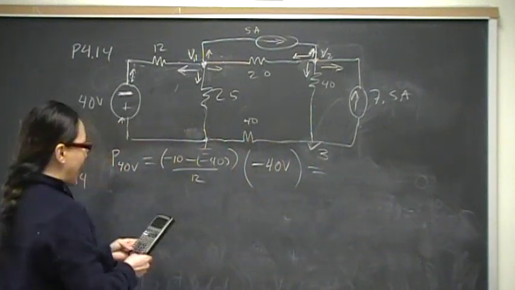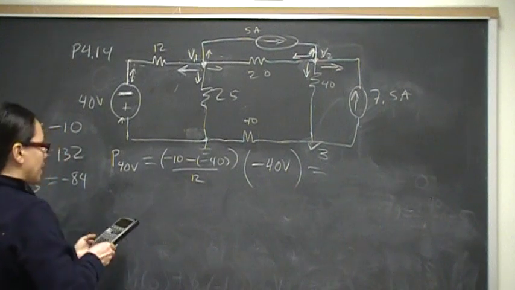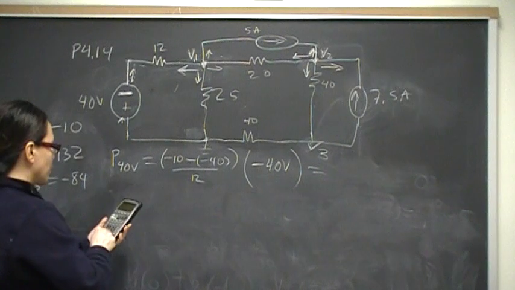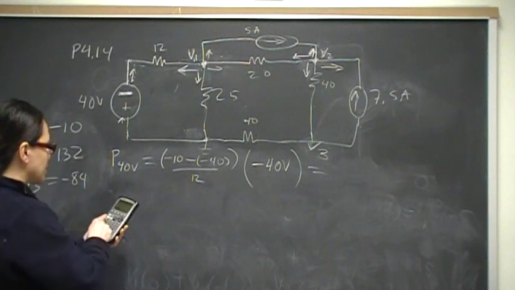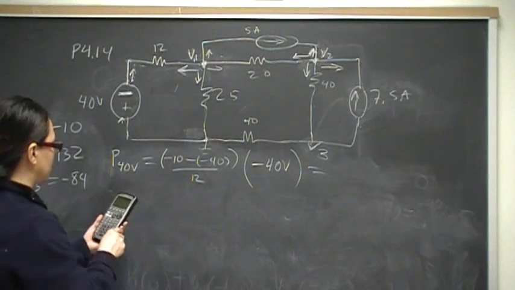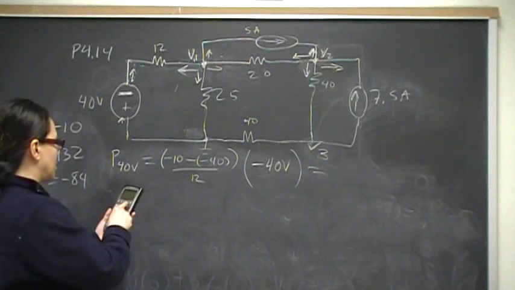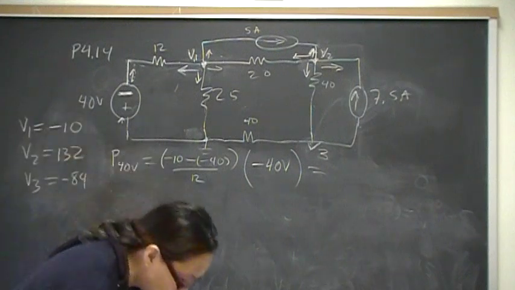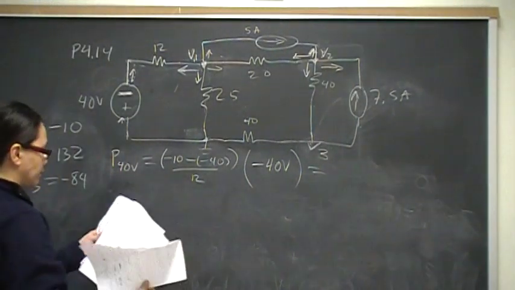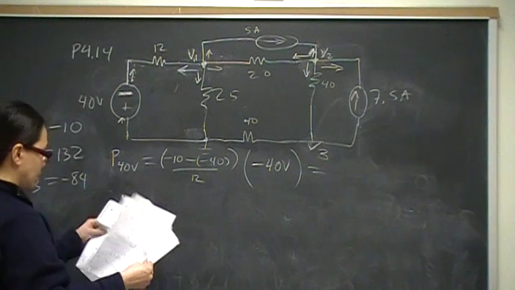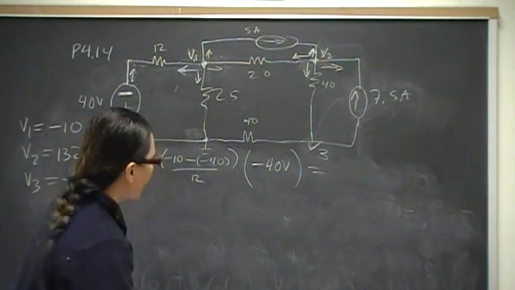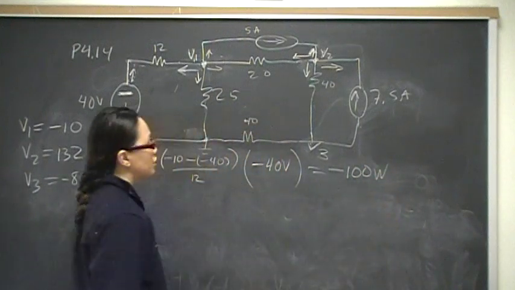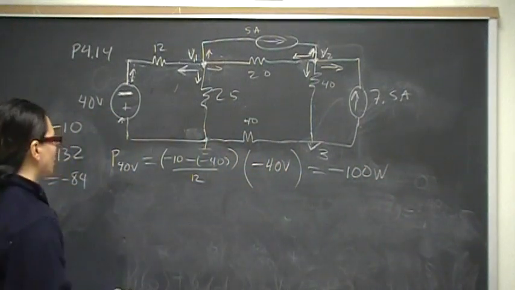So therefore, power developed is negative 10 plus 40 divided by 12. So that's my current. I have that times negative 40. And let me verify. I have negative 100 watts, which means that particular voltage source is developing power.